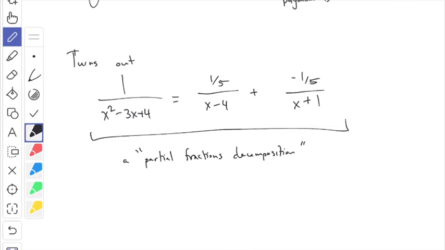And the whole meat of the partial fractions trick is, how did I figure that out? And this is something that I don't think we have time to get to today, but next time, we'll spend the bulk of the time talking about how did I get those denominators in the first place, and how did I get the numerators of 1/5 and -1/5. But this is the heart and soul of the partial fractions trick. You rewrite.